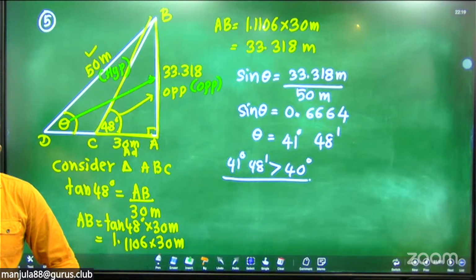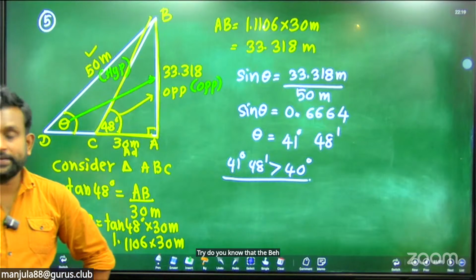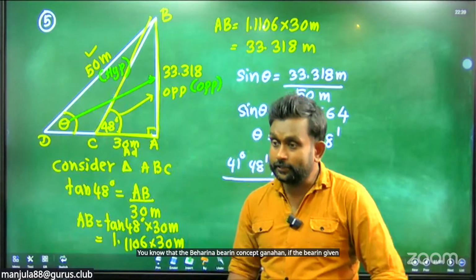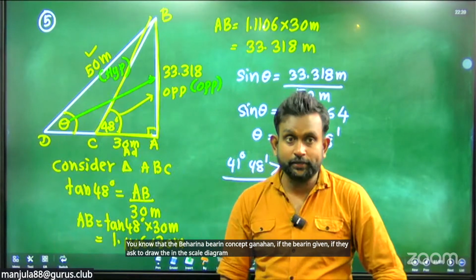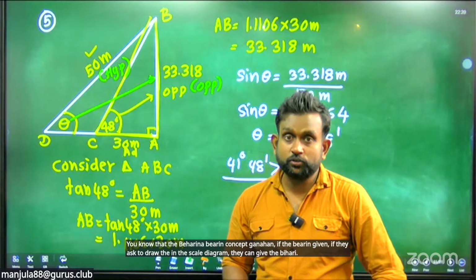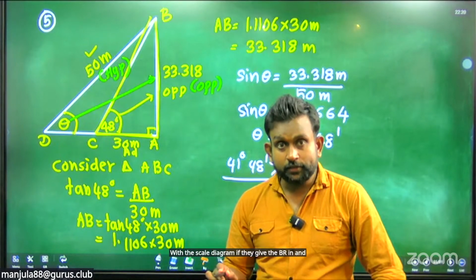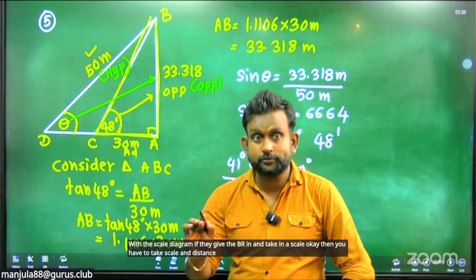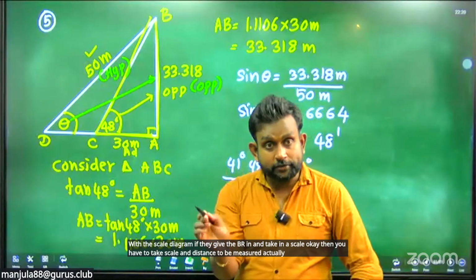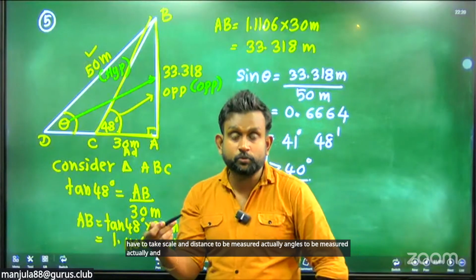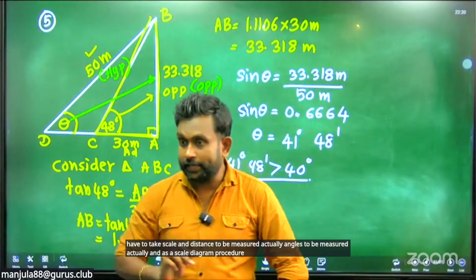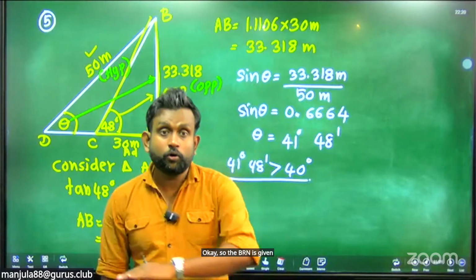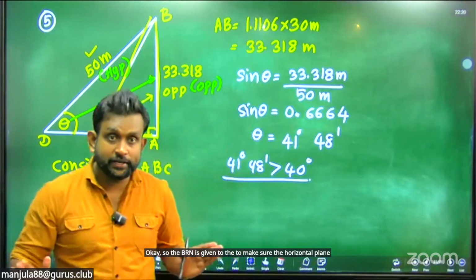You know the bearing concept again. If they ask to draw a scale diagram, they can give the bearing. With the scale diagram, if they give the bearing and take a scale, then you have to take the scale, measure distances and angles actually, and follow the scale diagram procedure for the bearing diagram. So the bearing is given to measure in the horizontal plane scale diagram.